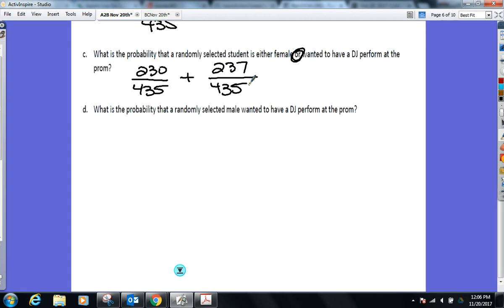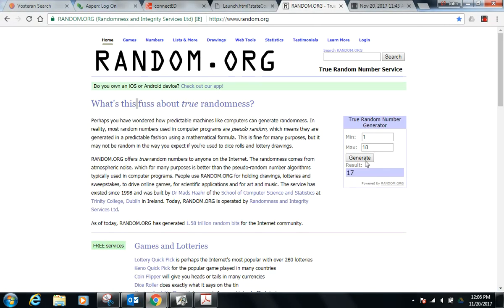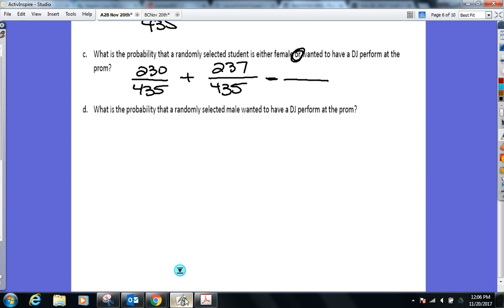What did we forget? Did we count some people twice? We counted the females, and we counted the ones who want a DJ. I believe there's females who want a DJ. So what should I be subtracting out from both of those? What do you want me to subtract out? 135 females who wanted a DJ. And we should be left with 332 students that are female or want a DJ.